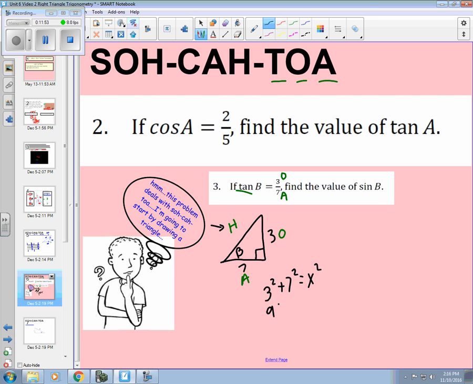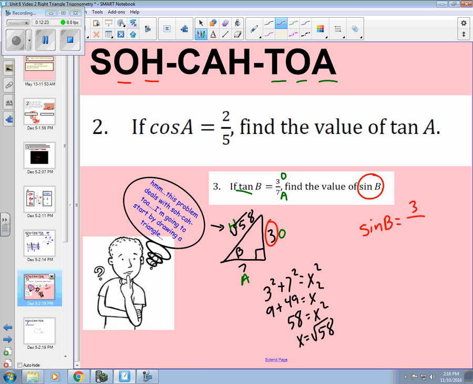So you got 9 plus 49 would be 58. And so it looks like x is square root of 58. So our missing side here is the square root of 58. Now we should be able to answer our question. What is the sine of that same angle B? Sine is opposite over hypotenuse. So our answer is going to be the opposite side, which is 3 over the hypotenuse, which we just found, square root of 58. And that would be the solution to this problem.